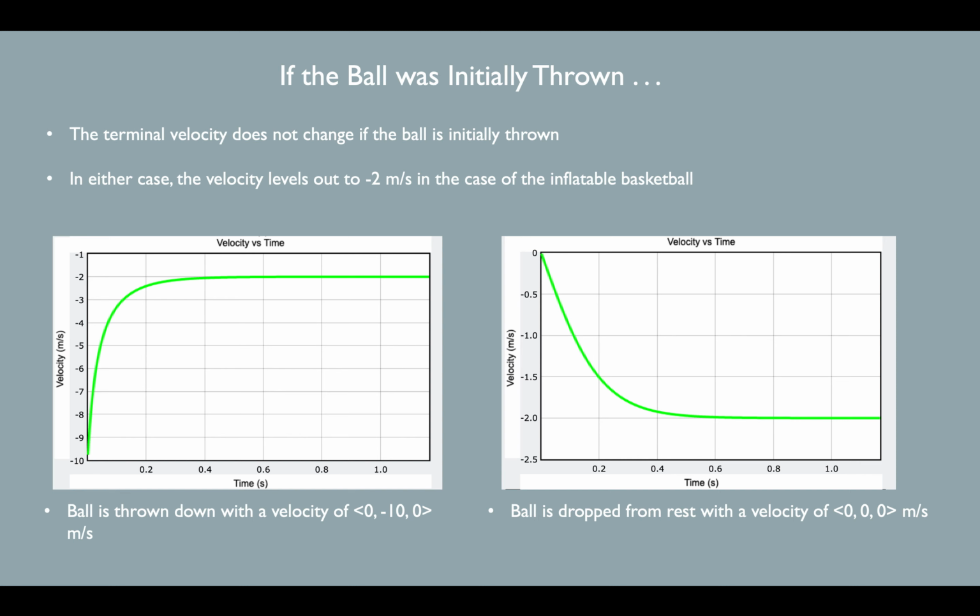On the left, the ball is thrown down with a velocity of 0, negative 10, 0 meters per second. On the right, the ball is dropped from rest. As you can see, they both reach a terminal velocity of negative 2 meters per second in the case of an inflatable basketball.